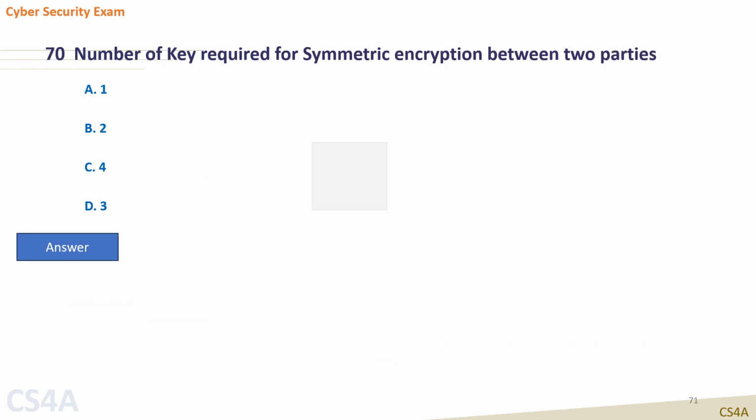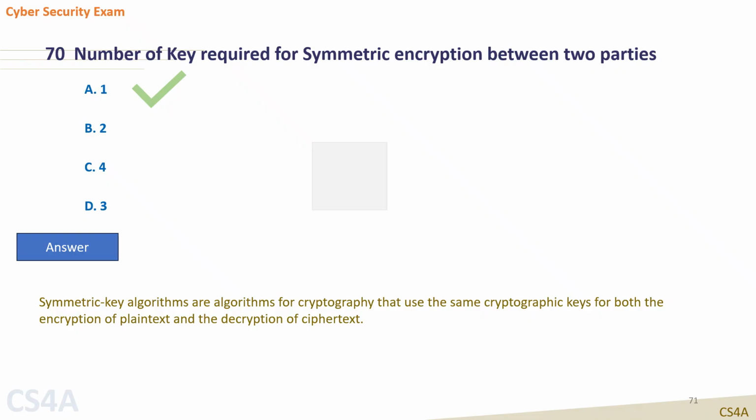So here the question is, the number of keys required for symmetric encryption between two parties. So what is symmetric encryption? Symmetric encryption involves using the same key for both encryption and decryption. So for two parties to do the data transmission with a single key, the sender and receiver are able to encrypt and decrypt. So the correct answer is option A. This is a very important question we often get in the CC exam.